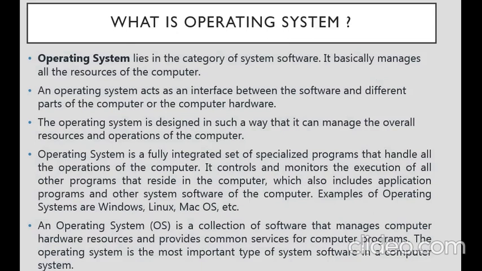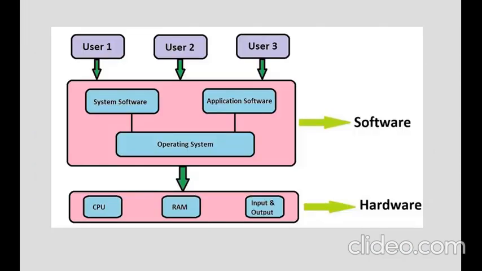An operating system is a collection of software that manages computer hardware resources and provide common services for computer program. So we can say operating system is the most important system software in a computer system. Now you can see diagram which depicts how OS acts as a medium between hardware and application programs.